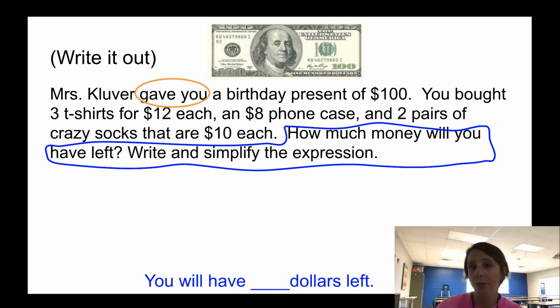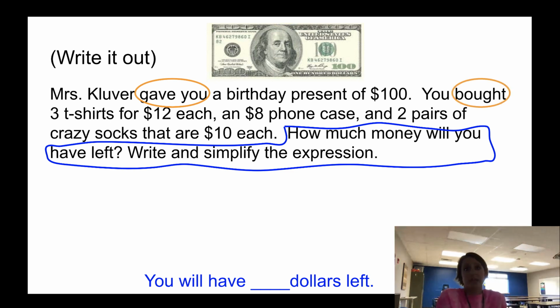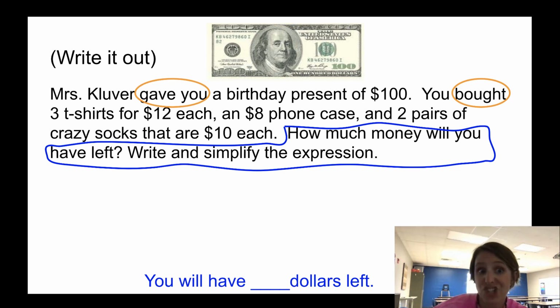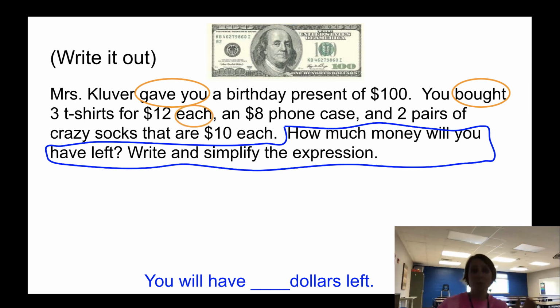Mrs. Kluver gave you a birthday present. I'm giving you, you're adding money to you, so it's a positive $100. You bought, now we're taking away, 3 t-shirts for $12 each. $12 plus $12 plus $12. An $8 phone case. We're listing things here that we're buying, right? And 2 pairs, I'm adding to my list, 2 pairs of crazy socks that are $10 each. How much money will you have left? We're going to be subtracting those values from the $100.